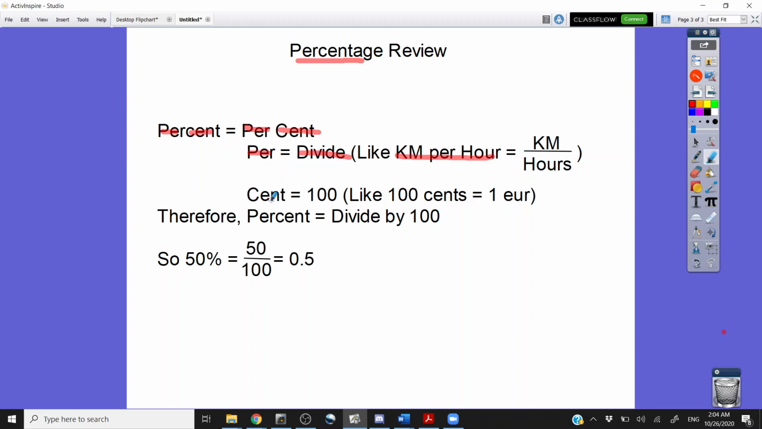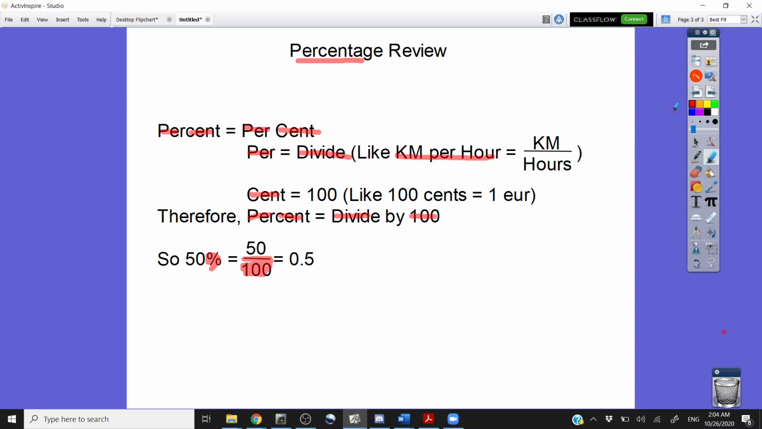So per is divide, cent is 100. And this is a common word that we use, like 100 cents equals 1 euro. So cent is 1/100th, or it's 100. Therefore, percent, meaning per cent, means divide by 100. So all this is to say, if you have 50%, that percent right there is the same as 50 divided by 100. Those mean the same thing. And when I do 50 divided by 100, I can divide and reduce that and make 0.5. So all of these things are equal. And that's going to be the thing we're centered around: what does percent mean? Well, percent is divide by 100, literally what it means.